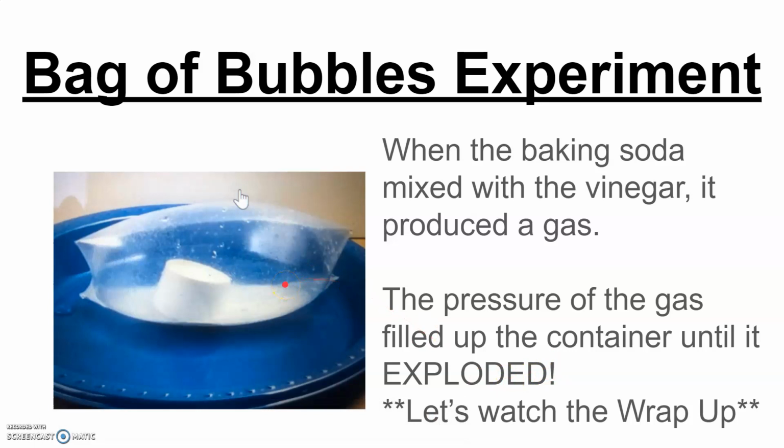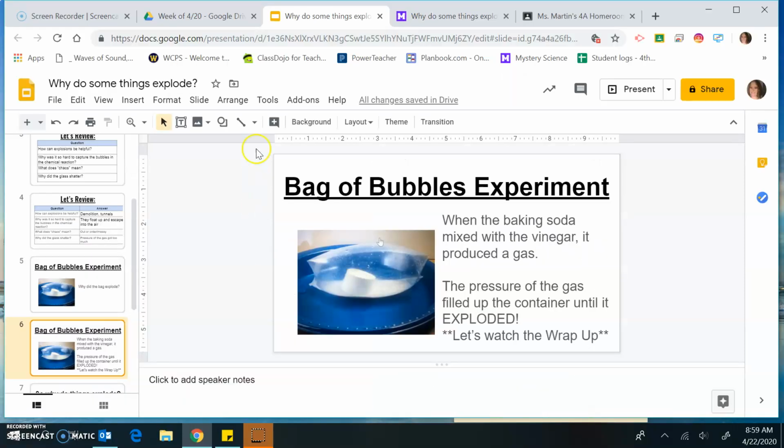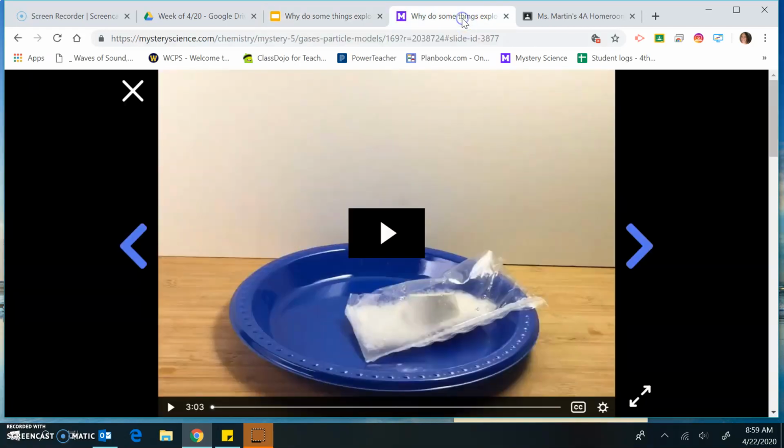And I actually got both of my bags to explode. If I had put in less of a mixture, so if I put in less baking soda or less vinegar, we would not have seen the bags explode. They might have just puffed up. So the amount of stuff you mix together determines how big of a boom you get. We're going to watch the wrap up from this experiment and look a little bit more about how this thing happens.